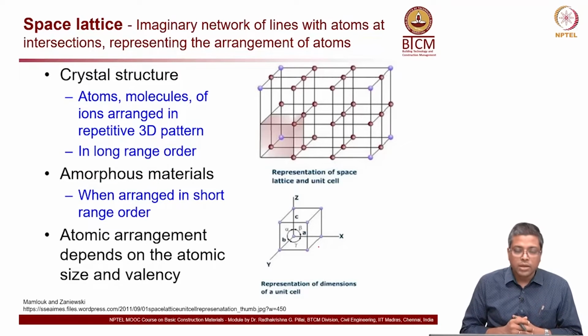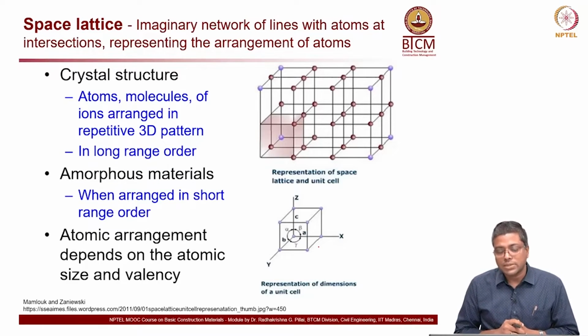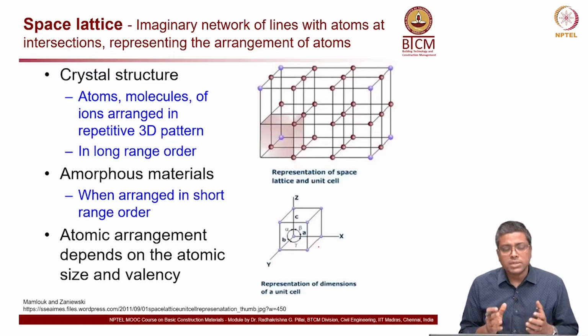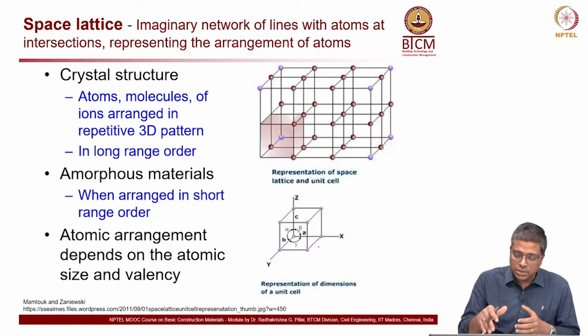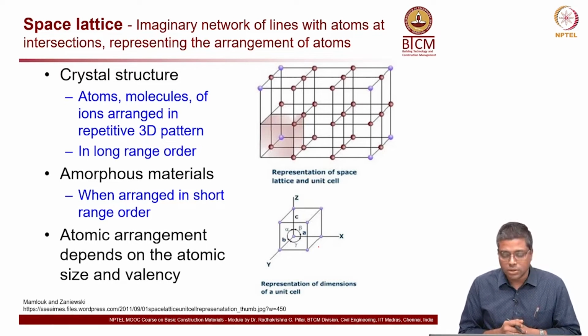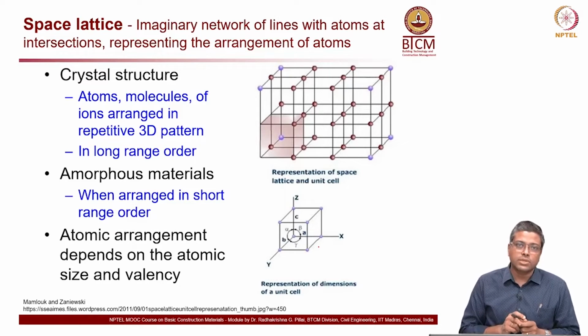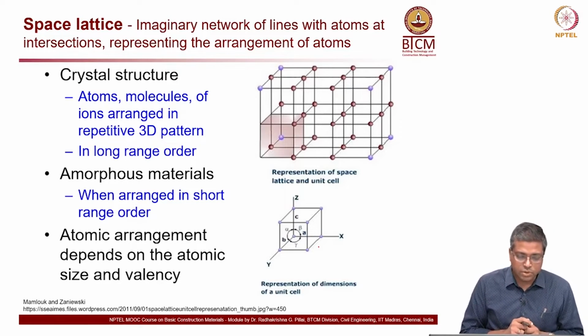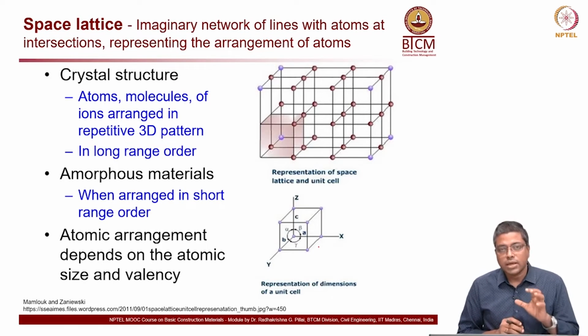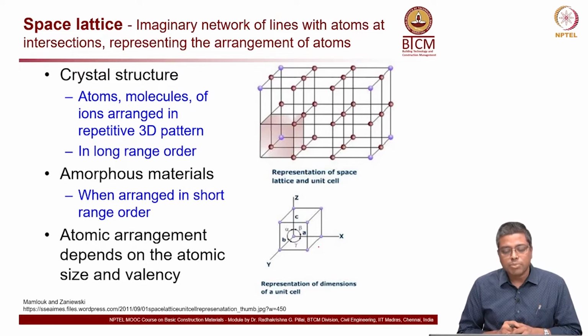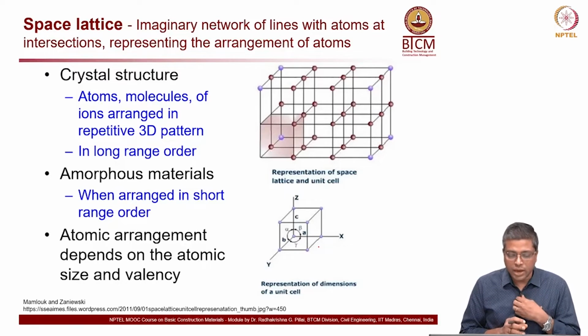metal structure. Now, let us look at the space lattice. So, what is it? It is the imaginary network of lines. You can see a lot of lines in these drawings on the screen, and also you see intersections of those lines. So, what we assume is that at every intersection of these lines there is an atom present. Okay. So, space lattice is the imaginary network of lines with atoms at intersections representing the arrangement of atoms.